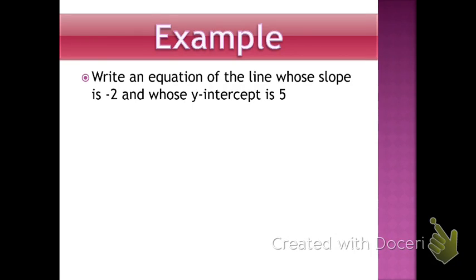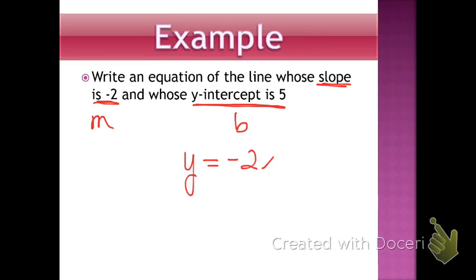So if we're asked to write the equation of a line whose slope is -2 and whose y-intercept is 5, all you're doing is using the number that they give you for slope and putting that in for m, and using the number they give you for the y-intercept and putting that in for b. So then our solution would be y equals -2x plus 5.